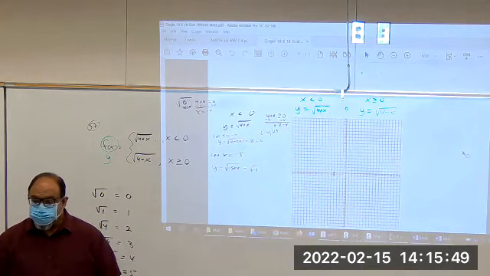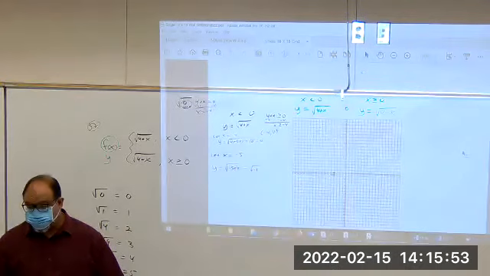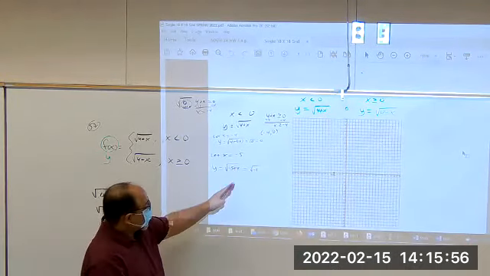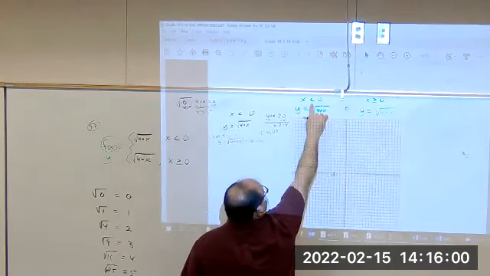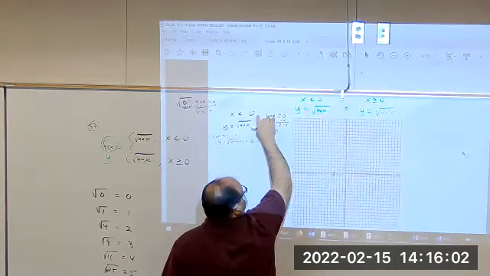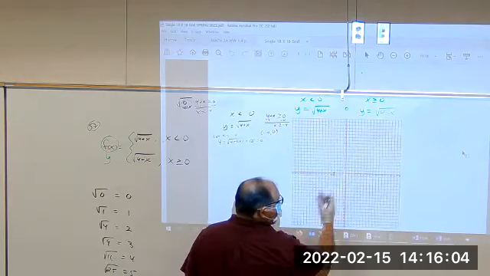Okay? But you can't go all the way to the right. Remember, this left-hand side is only good for x's that are less than 0. So you can go up to 0, but you can't plug in 0.